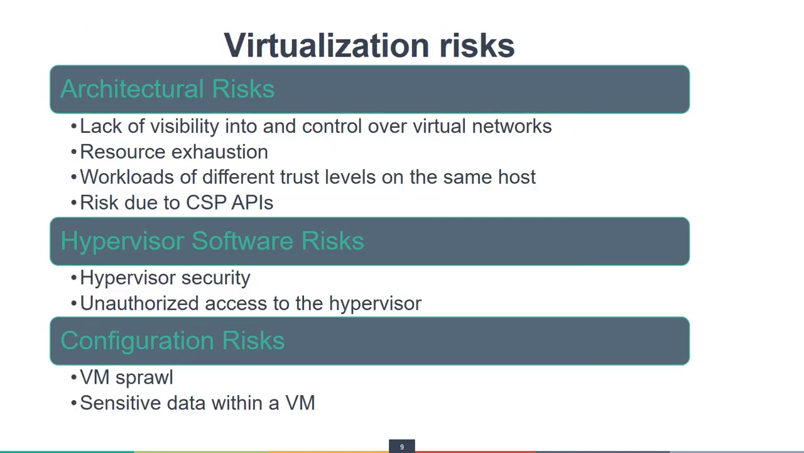Virtualization risks: we have architectural risk, hypervisor software risk, and configuration risks here. Lack of visibility into and control over the virtual networks. This is where the virtualized traffic is not easily monitored with the existing physical network monitoring tools. Resource exhaustion, that we just discussed: the workloads of different trust levels on the same host. This risk is due to multi-tenancy and resource pooling.